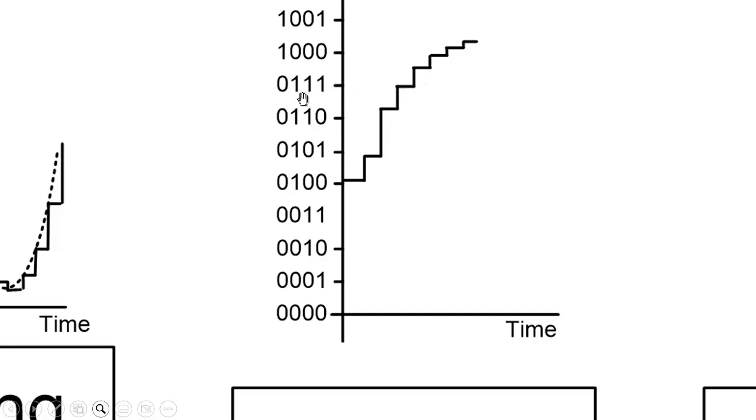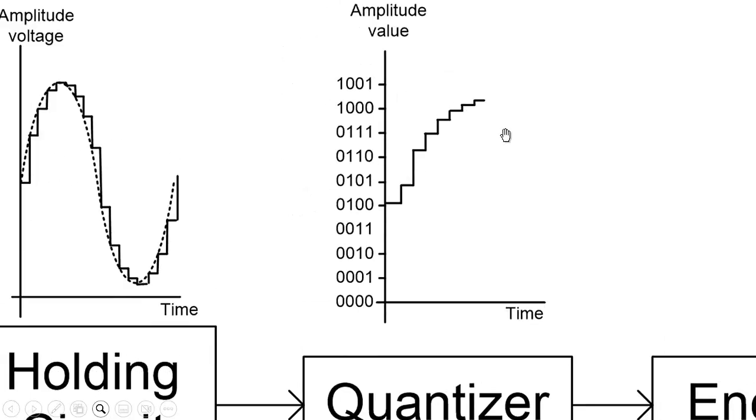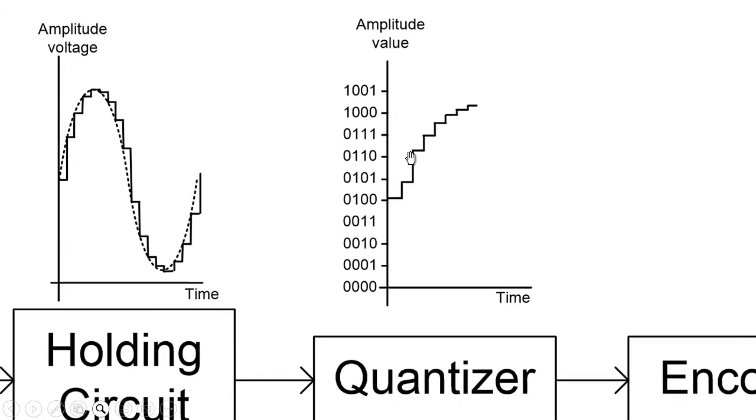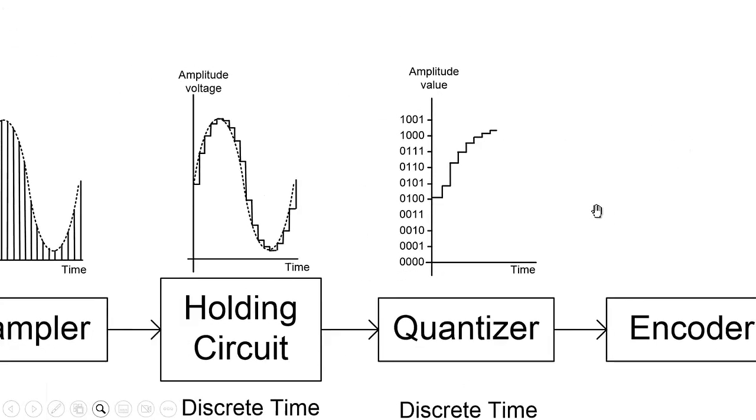But this one will be 0111, and then this one is close to 1000. So this one is close to 1000. So all these three, 1 to 3, are equal to 1000. The amplitude value, right? Amplitude value.